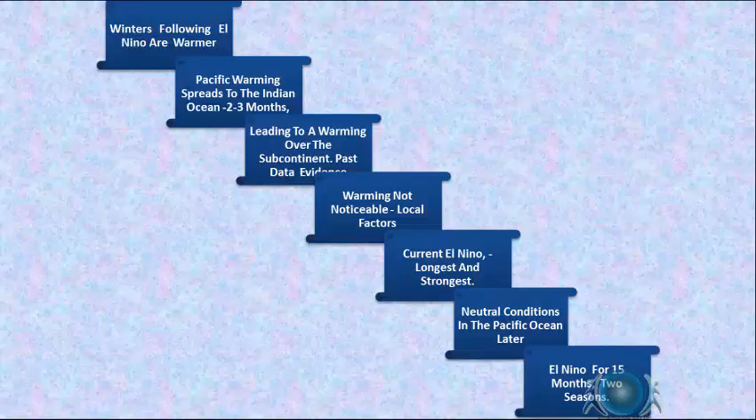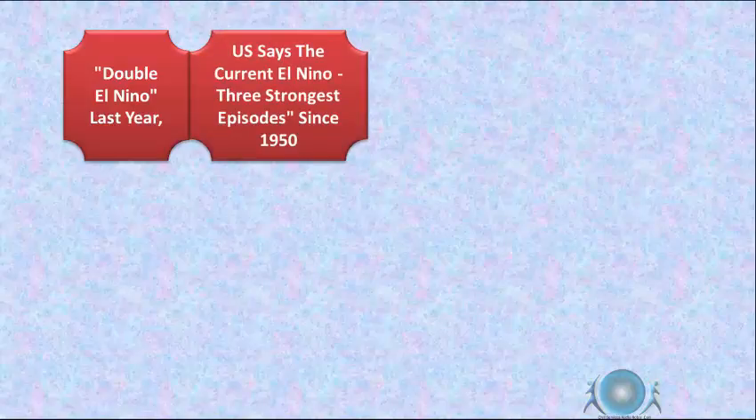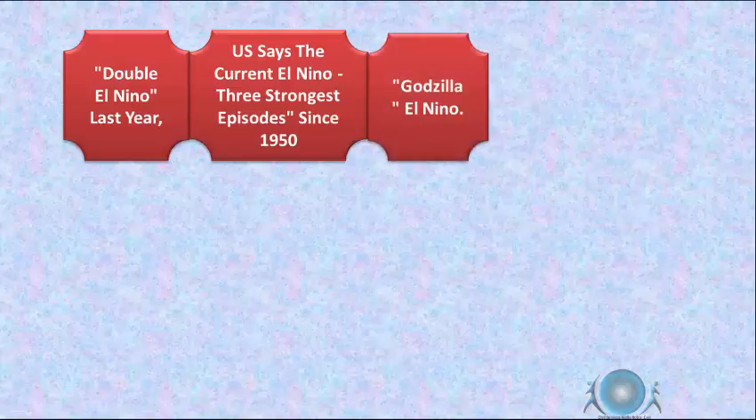Now, some scientists have called this a double El Nino effect. And the latest advisory from the National Oceanic and Atmospheric Administration of the United States says that the current El Nino will rank among the 3 strongest episodes since 1950. Many scientists are calling this a Godzilla El Nino.